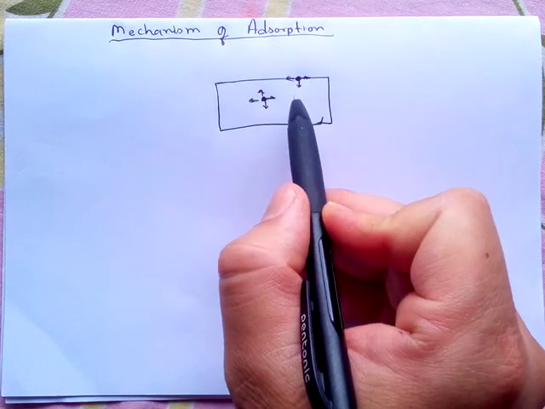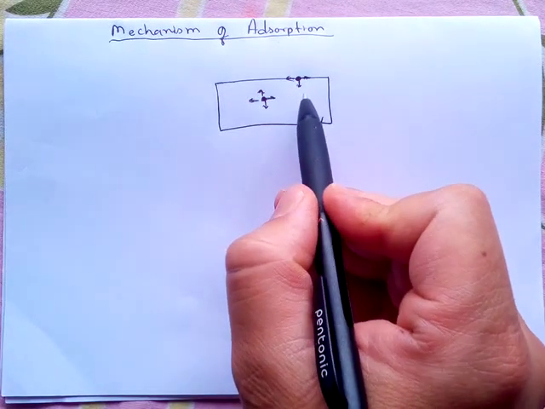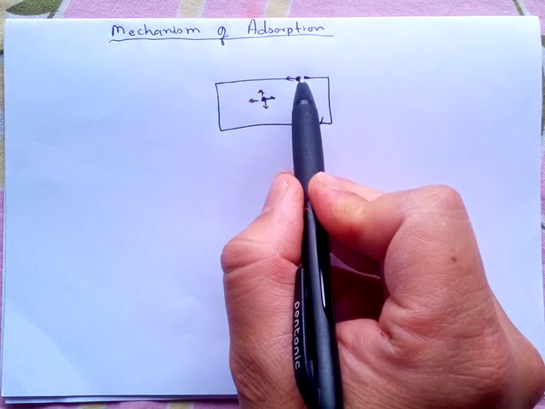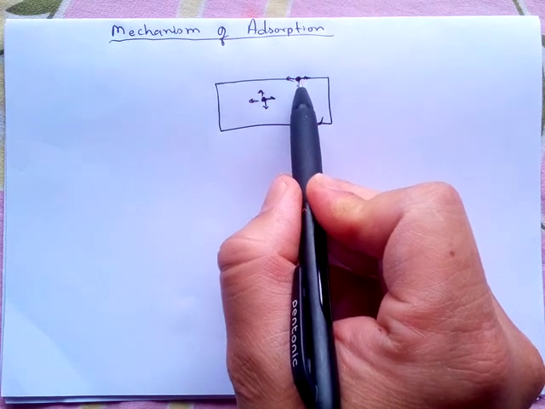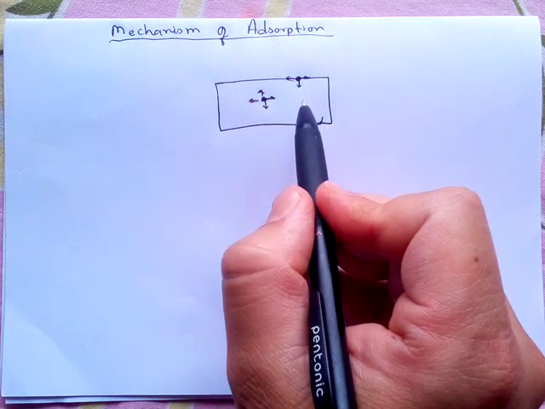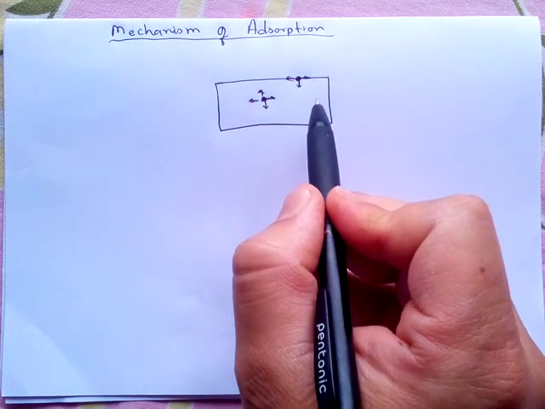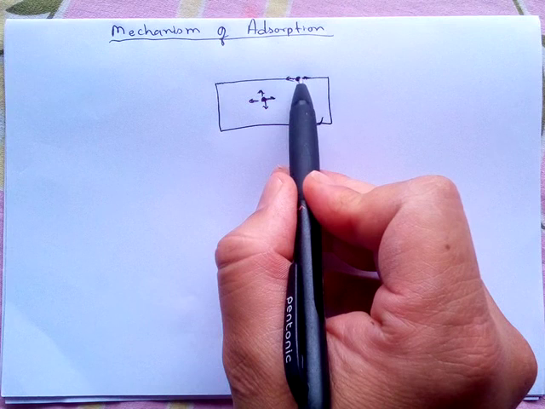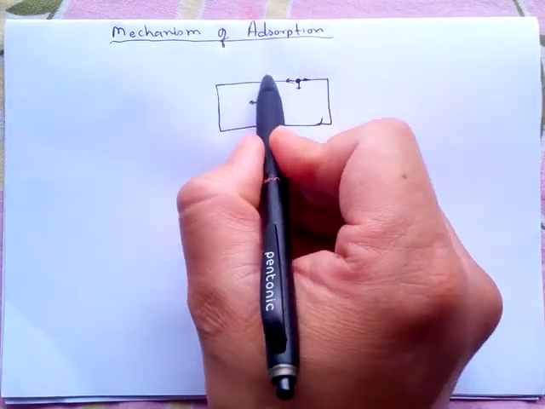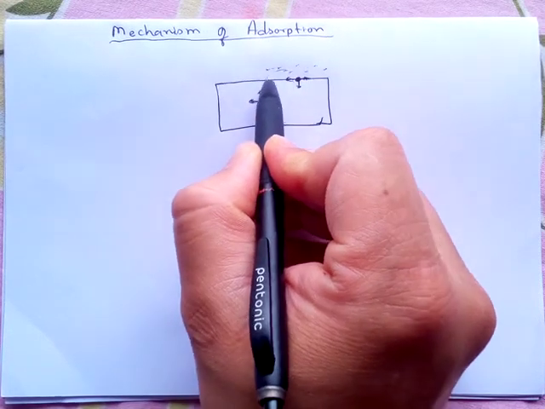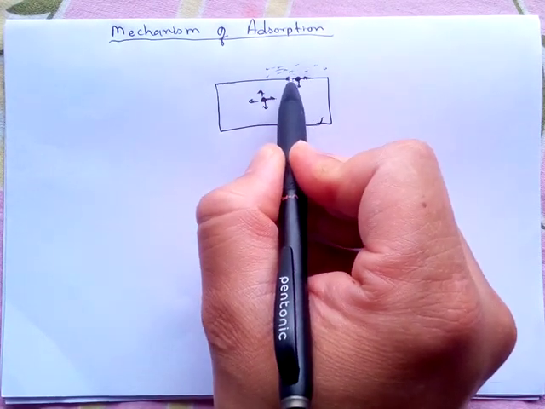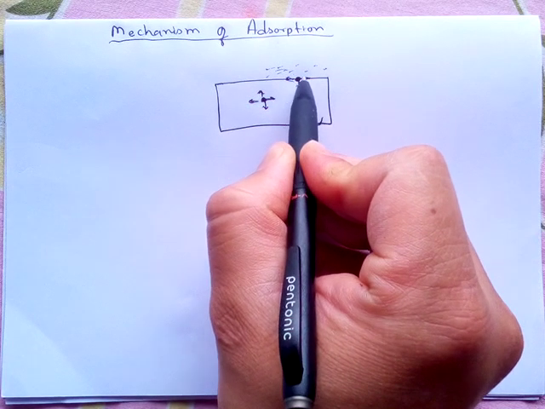Therefore, there are some unbalanced or residual attractive forces for these particles. So this force of the adsorbent is responsible for attracting the adsorbed particle, right? This unbalanced force is responsible for attracting the particle from its surroundings. So they attract this particle and keep it here at the surface.